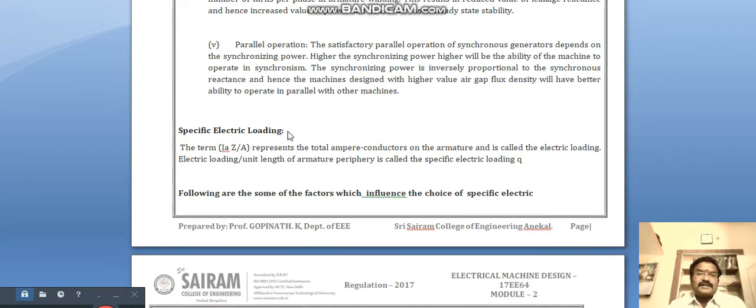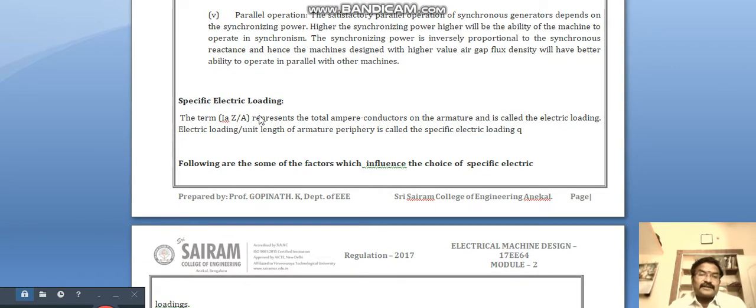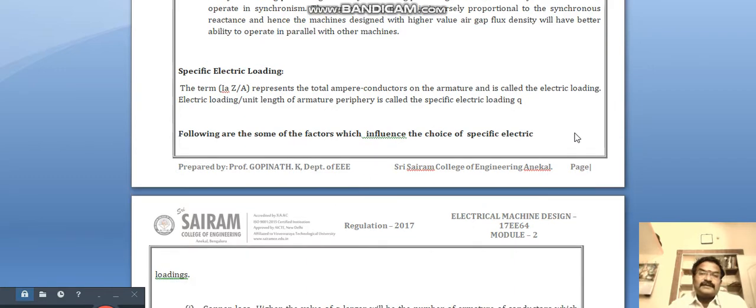Next one, specific electric loading. The term IaZ by A represents the total armature conductor loading, or total electric loading. Electric loading per unit length of the armature periphery is called the specific electric loading. Q is equal to IaZ by πD.